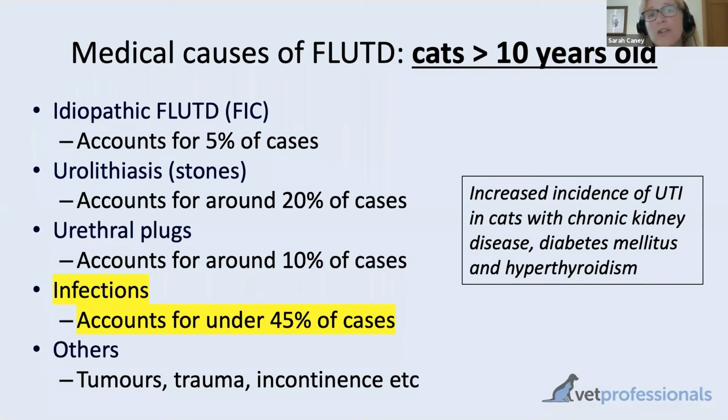So if you do have an older cat and it develops lower urinary tract signs, a really big contender as a possibility would be bacterial urinary tract infection, UTI, and in particular if they do have one of these other underlying diseases.